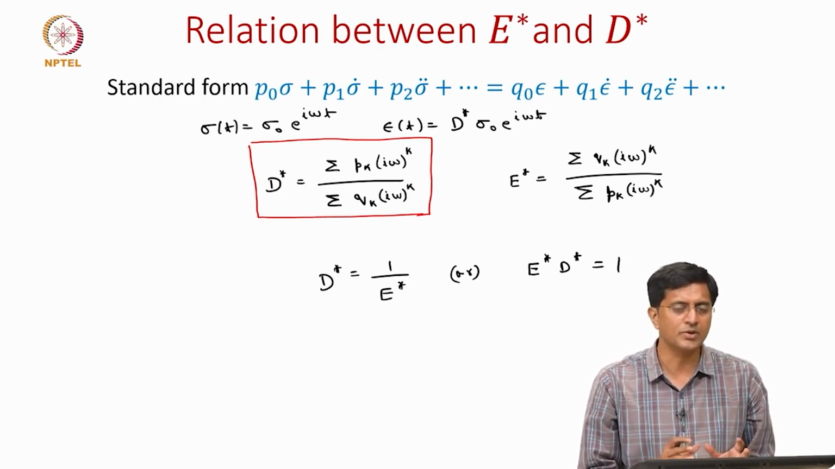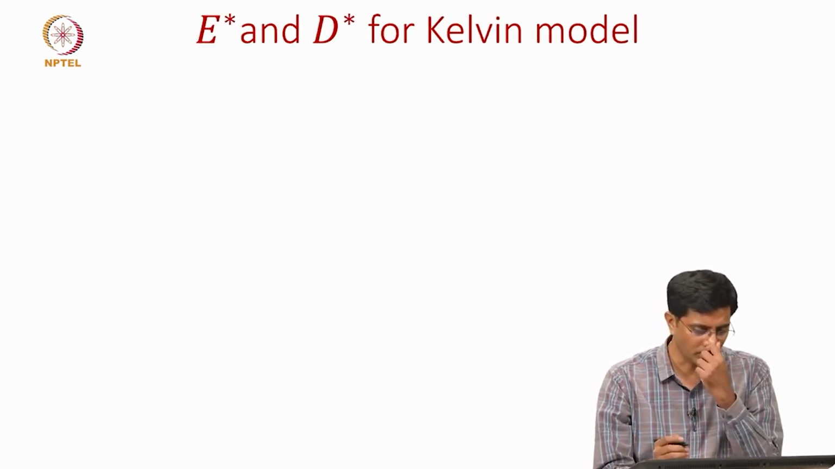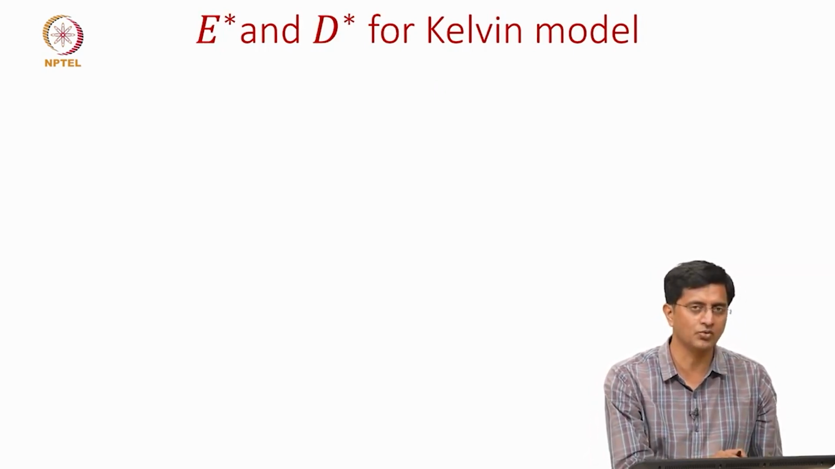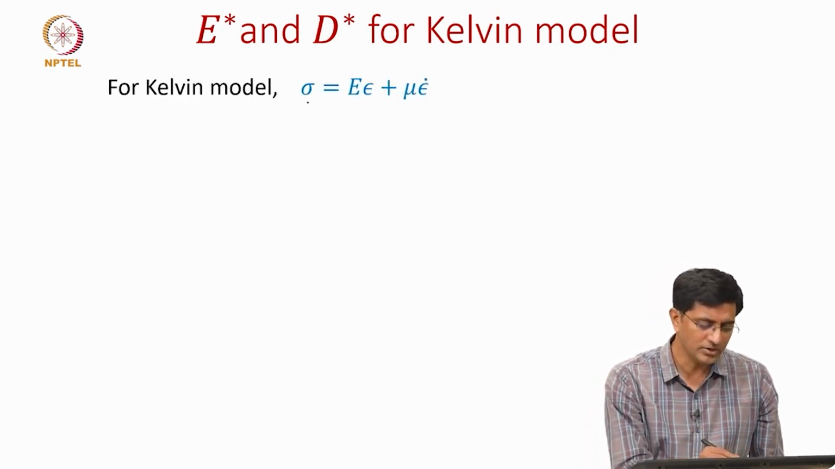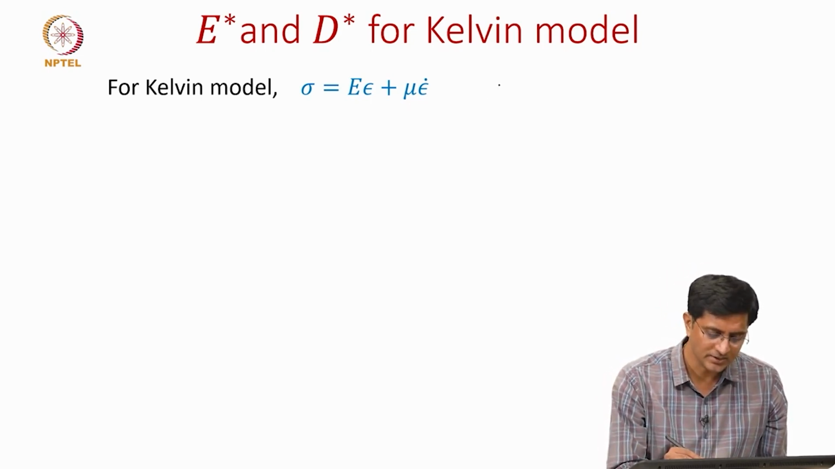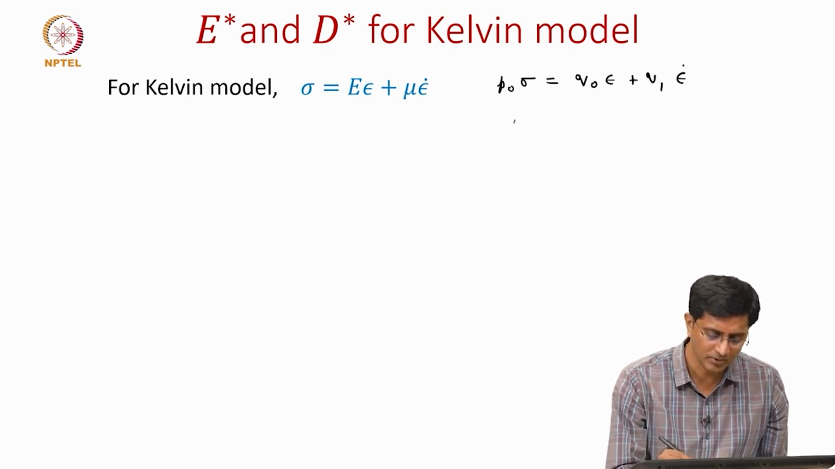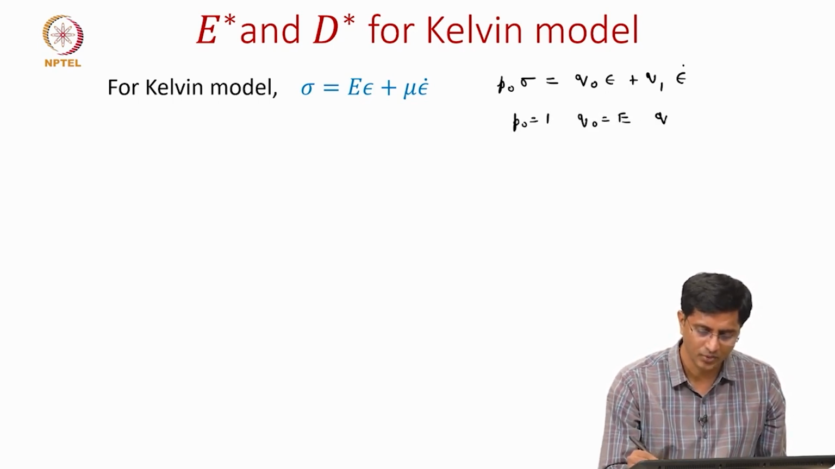So, now let us see how this approach can be applied to solve a simple problem. For that we will choose the Kelvin model. So, for a Kelvin model we will first find what is E star and then also show what is D star. Previously we showed for Kelvin model this is the differential equation. So, written in terms of a standard form, I can write this as P naught sigma equals Q naught epsilon plus Q1 epsilon dot, which gives me P naught equals 1, Q naught equals E and Q1 equals mu.